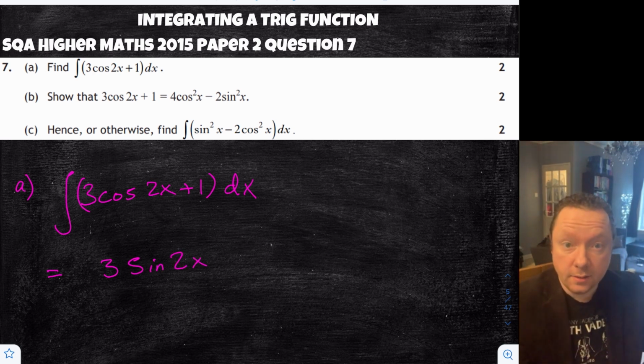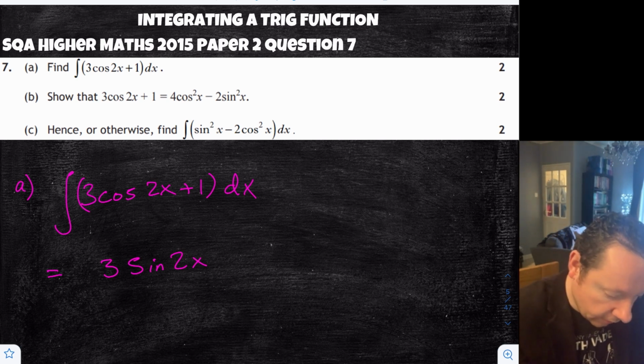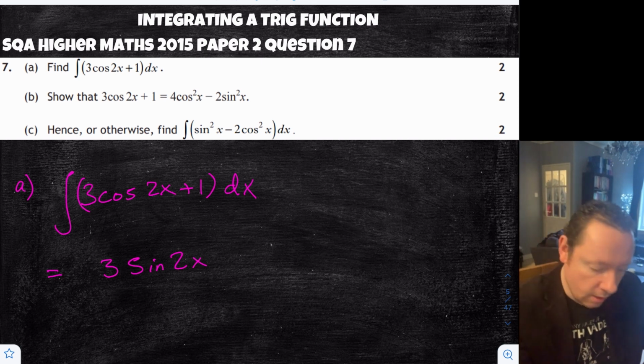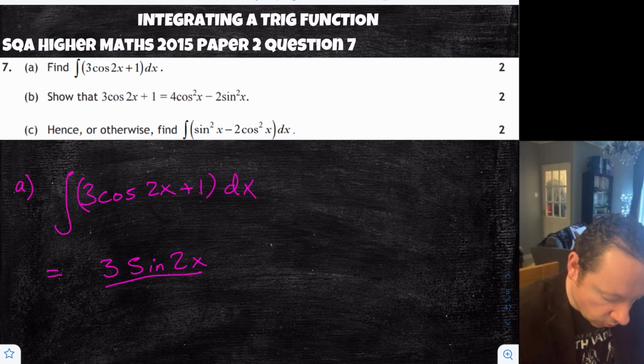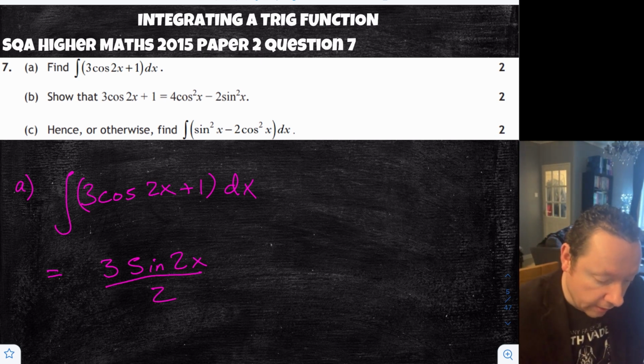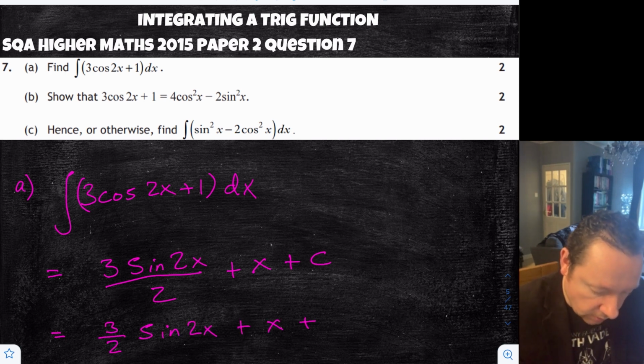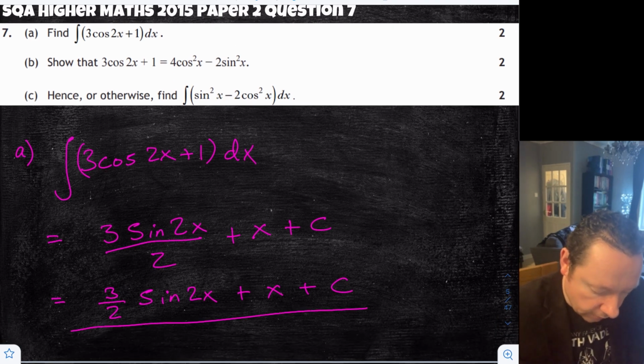The 1 integrates to x, but we'll get there in a minute because you need to be careful here. This is not cos x, it's cos 2x, so the chain rule will apply. So you differentiate 2x to get 2, and you then divide by it. So it's divided by 2. And now I can integrate the 1, so it's plus x, and then I've got a plus c on the end. So just tidying that up a little bit, I could write that as 3 over 2 sine 2x plus x plus c. And we're done there.